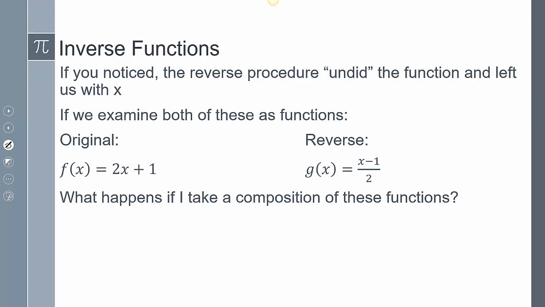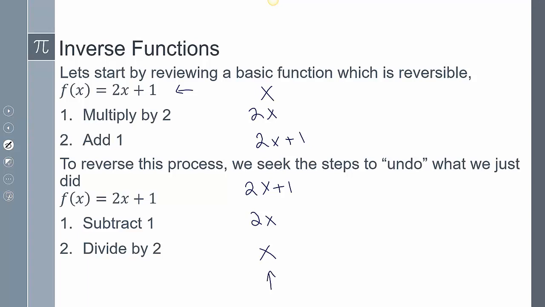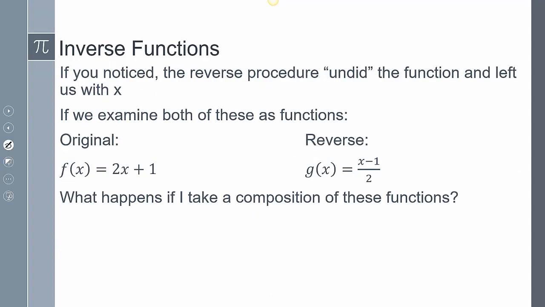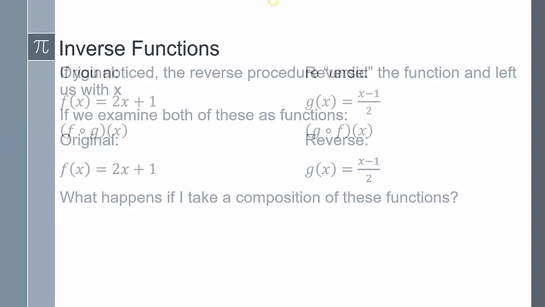Now, if you noticed that reverse procedure, when we undid it, it left us with x. Now, if we examine both of these functions, here's the original: I started with x, I multiplied it by 2, I added 1. The reverse procedure was I took it, subtracted 1, and then I divided by 2. This would be that reverse function that I talked about. So now let's examine what happens if you actually take the composition of both of these functions.